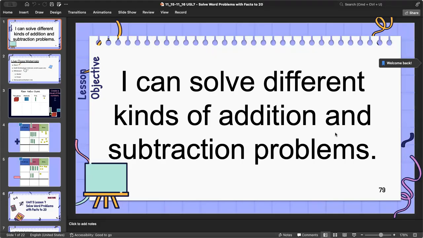Good morning. Today we are working on Unit 5, Lesson 7. This will be a 2-day lesson, so you'll have this for 2 days. Again, I think this was like a Wednesday, Thursday, or something like that.